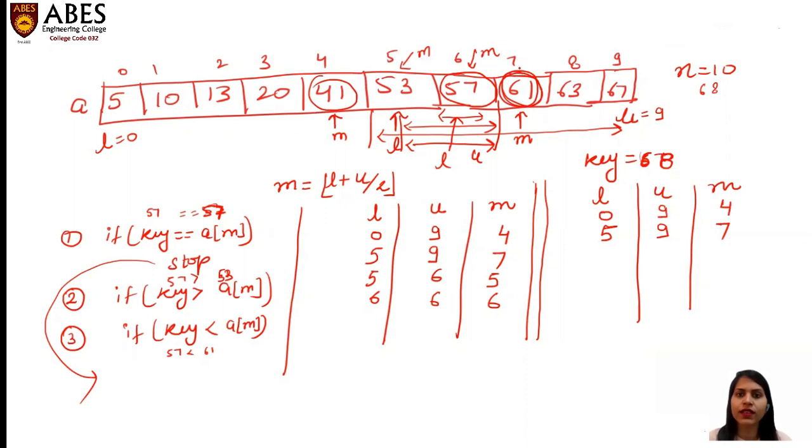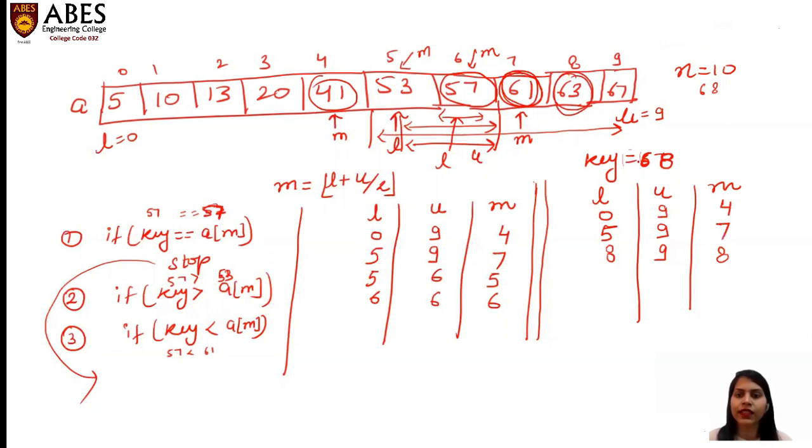Middle position is 7. We can check here that the key element 68 is greater than 61. So again, we will shift the L value towards the right. L will be m plus 1, that is 8. U will remain 9. 9 plus 8, 17 by 2, that is 8.5, so the middle element is at position 8. Now the middle element is 63.